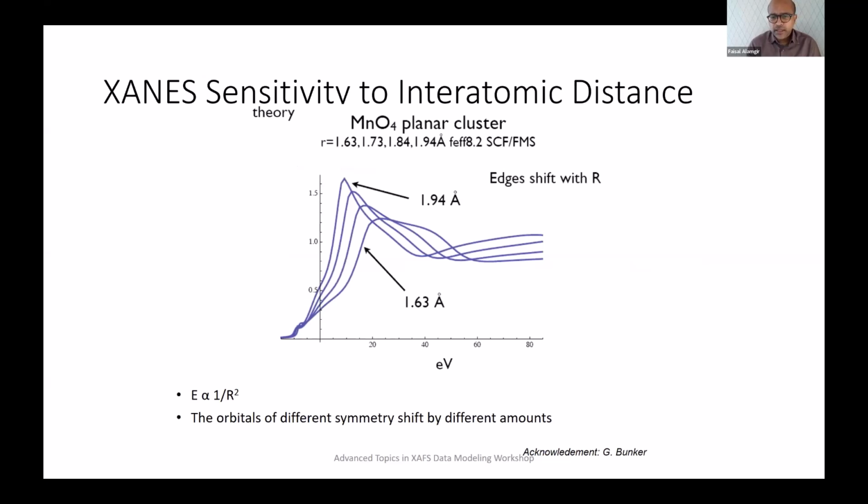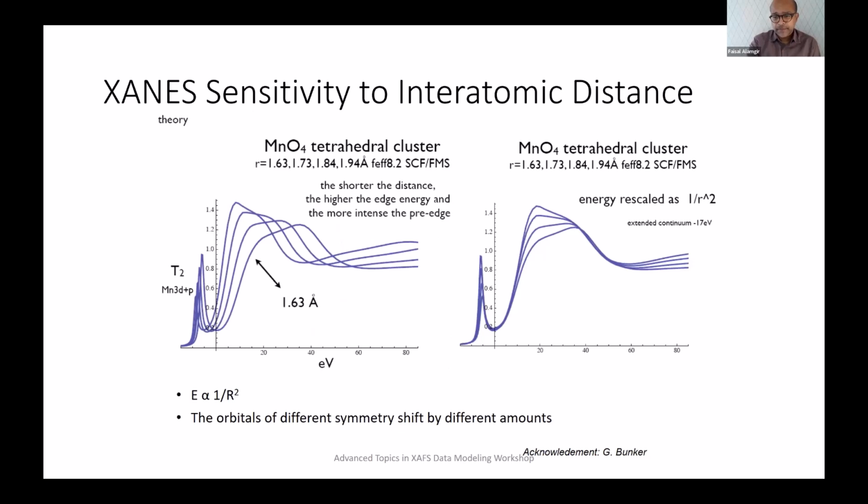One quick example, this is a slide I borrowed from Grant Bunker, where he did just some simple models of MnO2 MnO4 planar clusters, where you see what appears to be an energy shift, and it's actually directly from the shifts in the interatomic bond distance. So once you do the 1/r² correction, that disappears. So that's seen here.